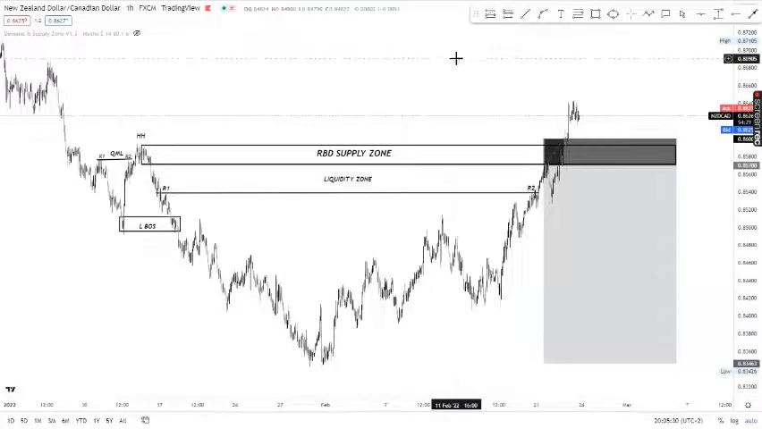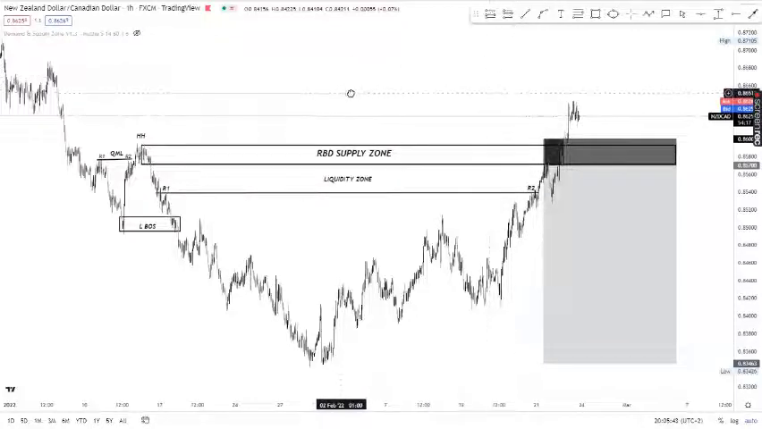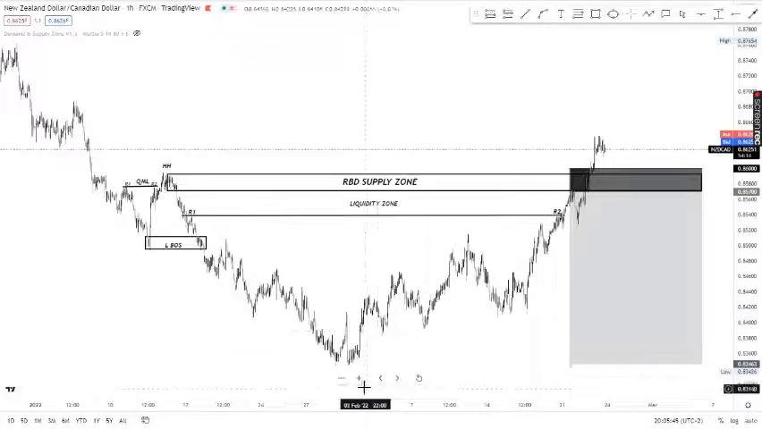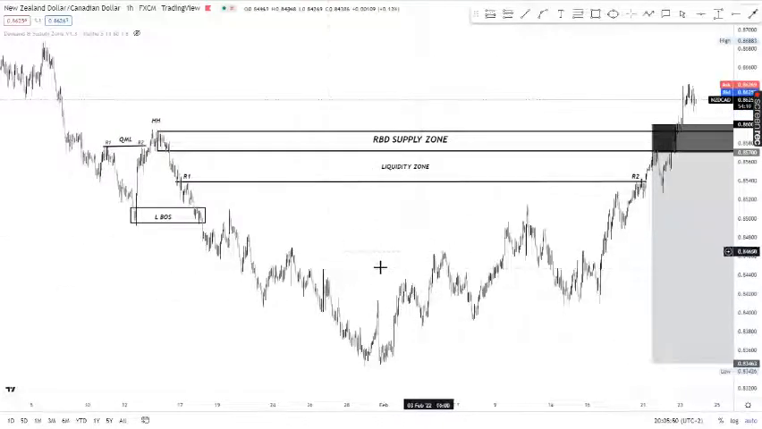I'm here to give you an update of what happened on NZDCAD on the 1 hour time frame. Remember the video I posted the other day? I'm here to give you a breakdown, an overview of what happened, and also I'm going to share another trade breakdown with you guys. I hope you enjoy this.